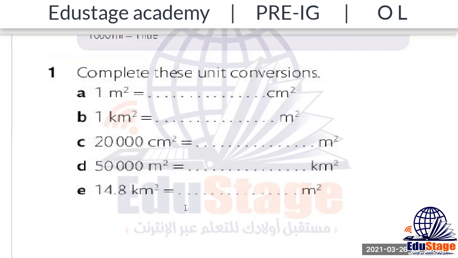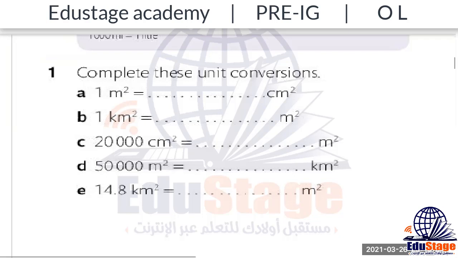Yes, Muhammad? Mr. I think it's 10,000 centimeter square. Related to what in the square? You mean the area and the perimeter? No, Mr. I'm seeing the answer. You need to see the answers. Okay, answer. Number 1, letter A: 10,000 centimeter square.